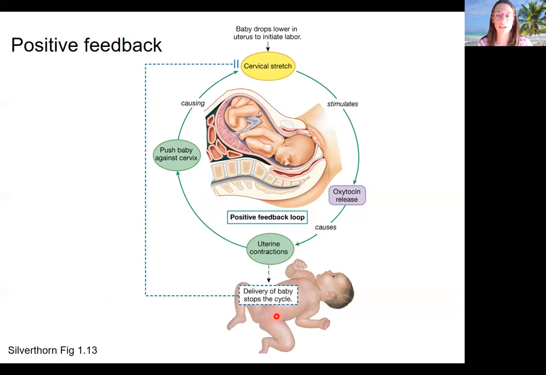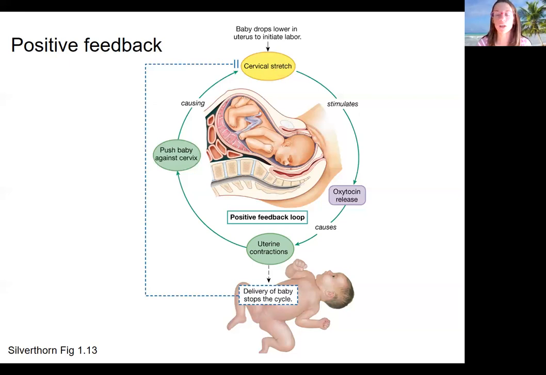Once that baby comes out, the stimulus just stops, right? There's no more cervical stretch. So that's the turning off of the system. In this case, something needs to change. The delivery of the baby turns off the cervical stretch. So now we have no more uterine contractions, besides the placenta needs to come out too.